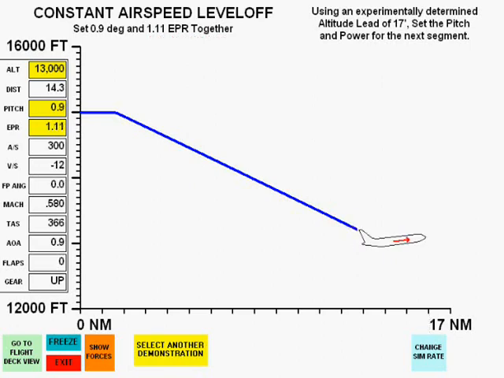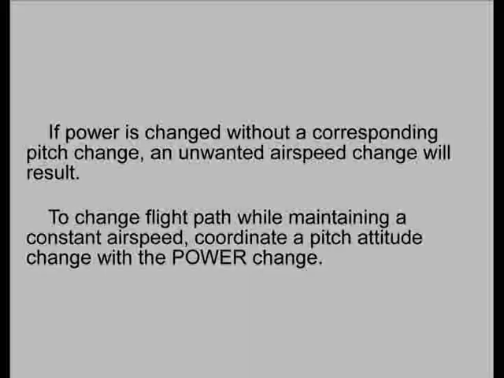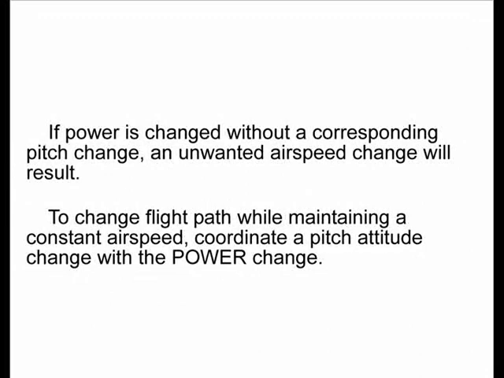Here we see the change in both pitch and power occurring. The airspeed remains at 300 knots and the vertical speed goes to 0 as we reach 13,000 feet. If power is changed without a corresponding pitch change, an unwanted airspeed change will result. To change flight path while maintaining a constant airspeed, coordinate a pitch attitude change with the power change.